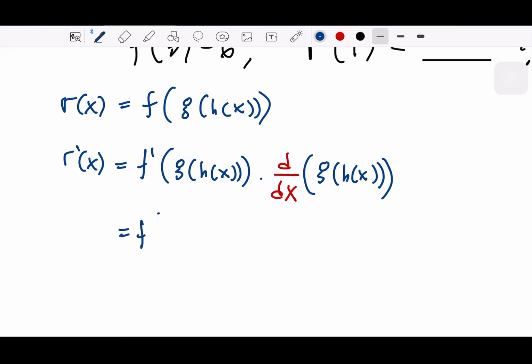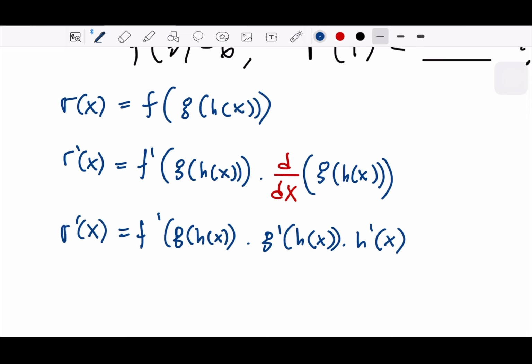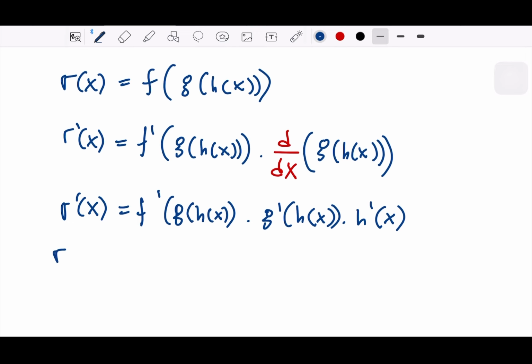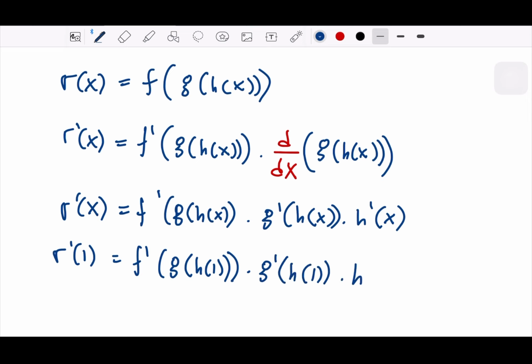Okay, and then we get this: g prime of h(x) and then h prime of x. Okay, now we have our R prime. Now the question, we are going to put R prime of 1. So we put 1 inside. Okay. And then now we can start looking at our numbers.